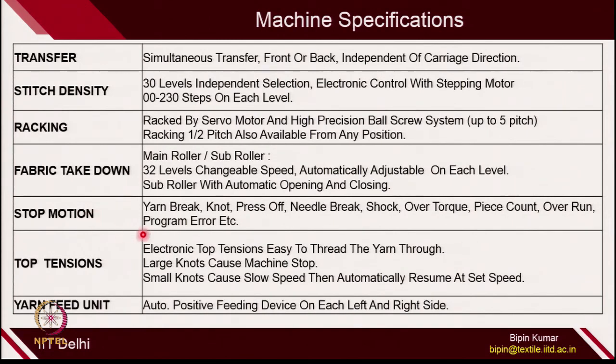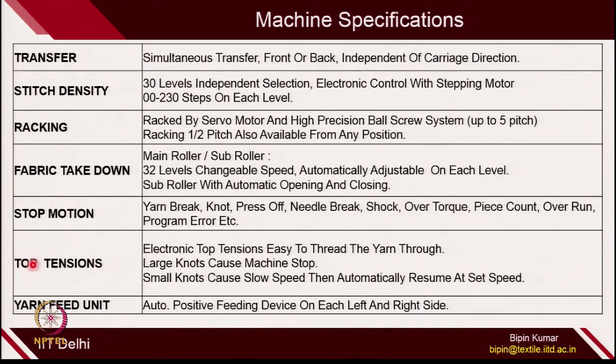Stop motion, there are a lot of stop motions. For example, if the yarn breaks, the machine will automatically stop. If there is a knot in a yarn, it can take care. Press off, needle break. If the needle breaks, the machine will automatically stop. So, there are a lot of stop motions and auxiliary motions provided on advanced knitting machines.